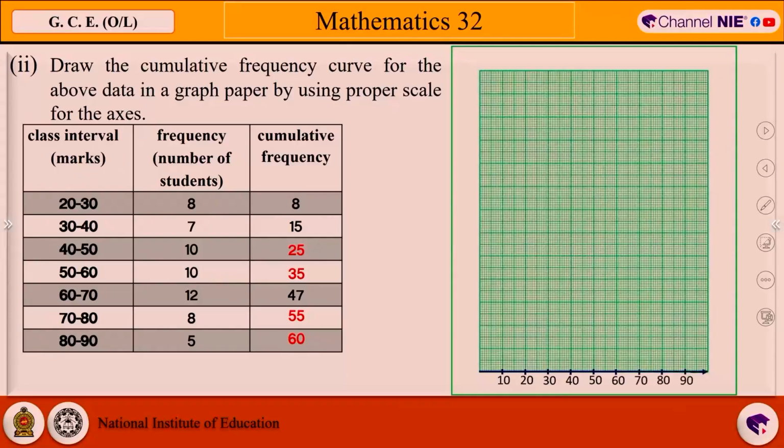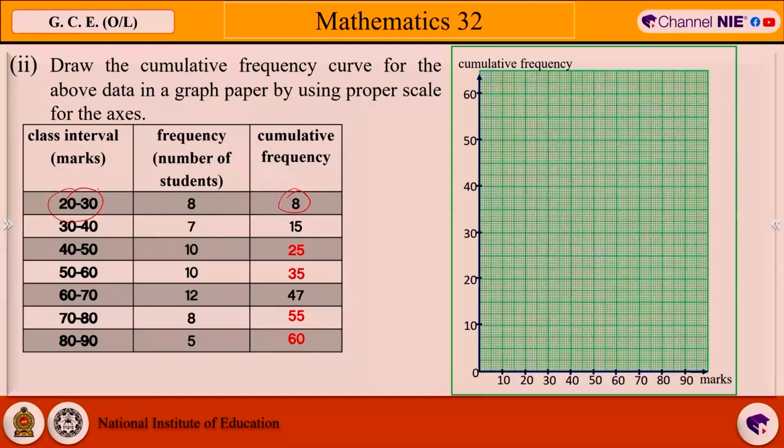Okay. First, you have to scale the axis correctly, right. The horizontal axis for marks and the vertical axis for cumulative frequency. Now, you know how to mark these coordinates in this graph. First, you have to clearly scale the 2 axes, horizontal axis for marks and the vertical axis for cumulative frequency. Then we have to mark the ordered pairs. It means here the class intervals and the cumulative frequency.